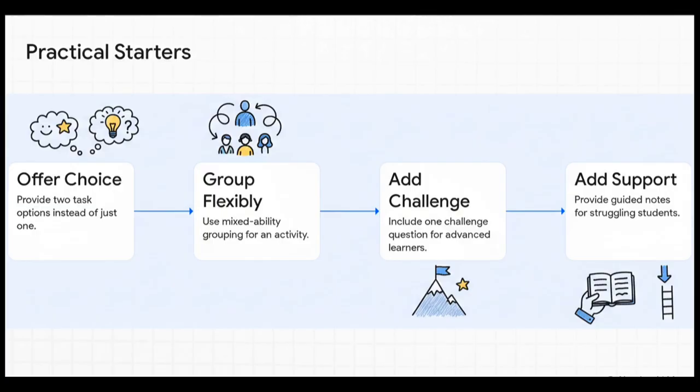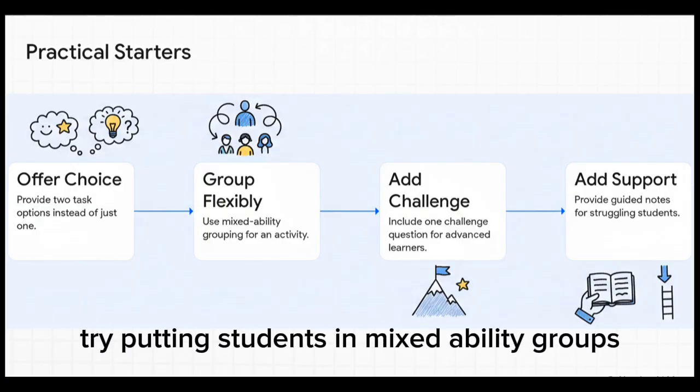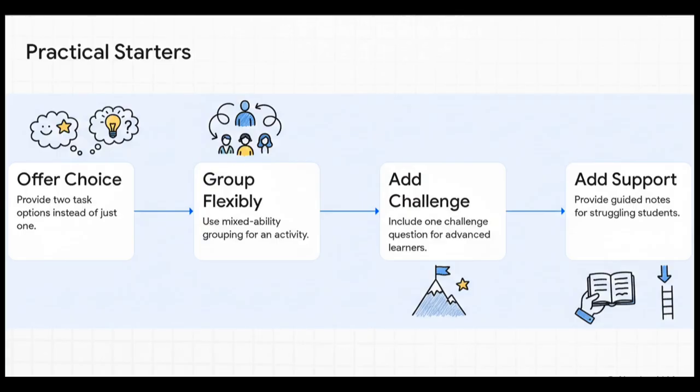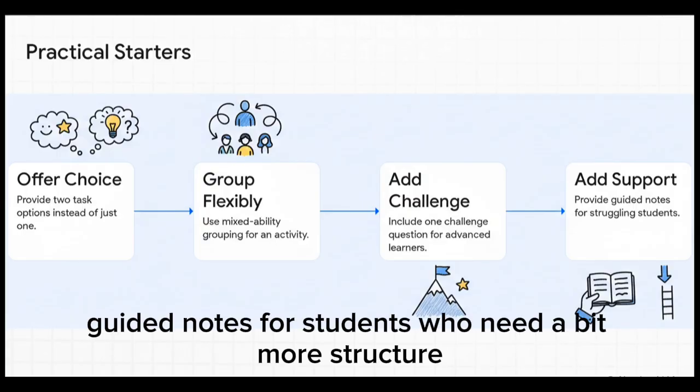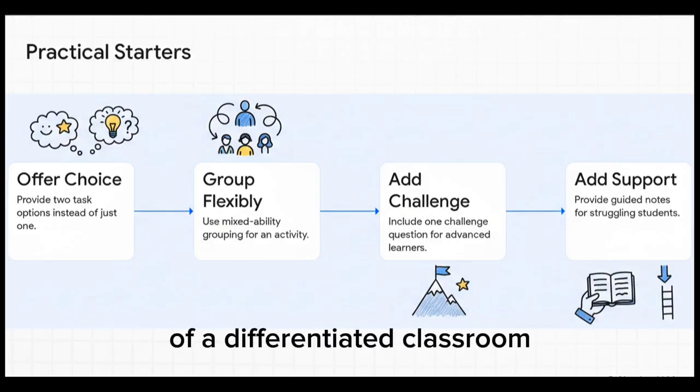Instead of one task, just offer 2 choices. For one activity, try putting students in mixed ability groups. Add one single stretch question for the kids who finish early. Or provide some simple guided notes for students who need a bit more structure. See? These aren't huge overhauls. They're the small building blocks of a differentiated classroom.